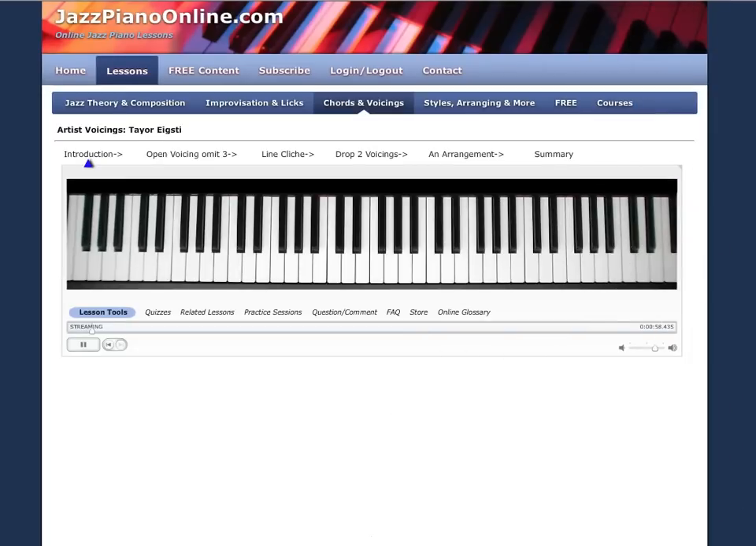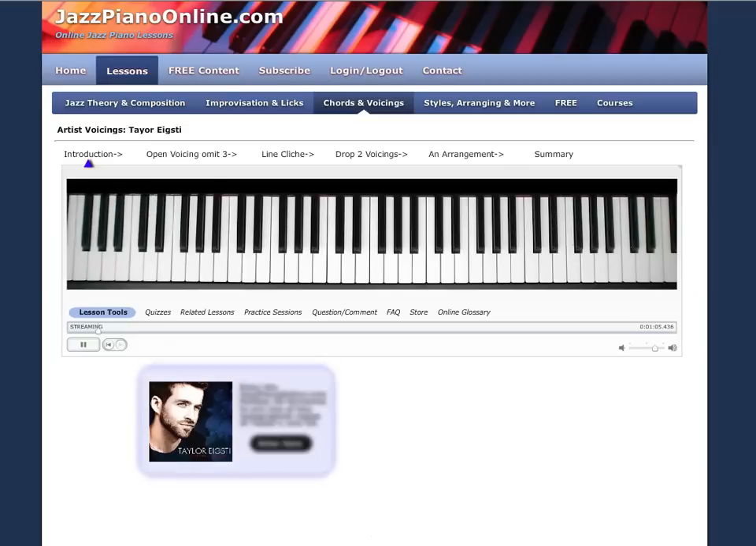That was the introduction to Taylor Eigsti's tune Midnight Afternoon. This comes from his recording Daylight at Midnight. It's his third for Concord Jazz and his fifth recording so far.